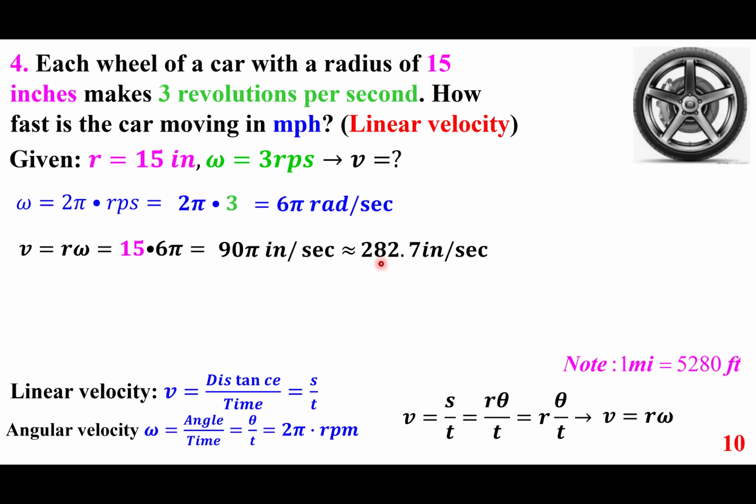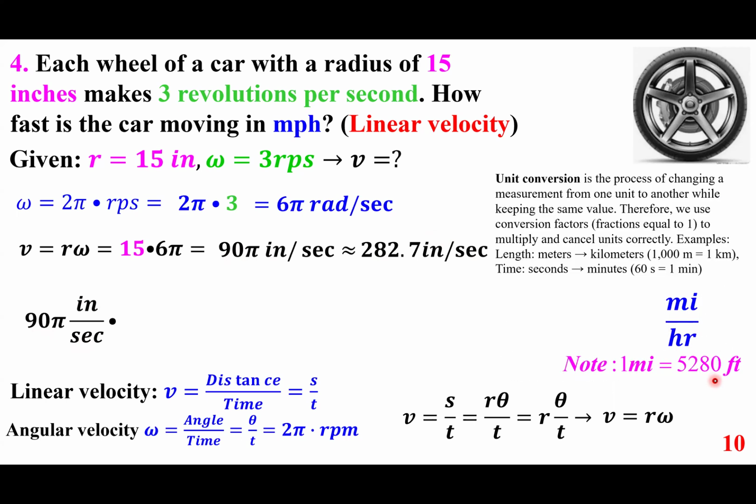Now, we're going to go back to the question. We have the answer, but we have to write it. Okay, what does it mean in miles per hour? So we are going to write 90 pi, I want to go with exact, inches per second. We must somehow get to miles per hour. And we know, of course, 1 mile is 5,280 feet. So I want to discuss what is known as unit conversion.